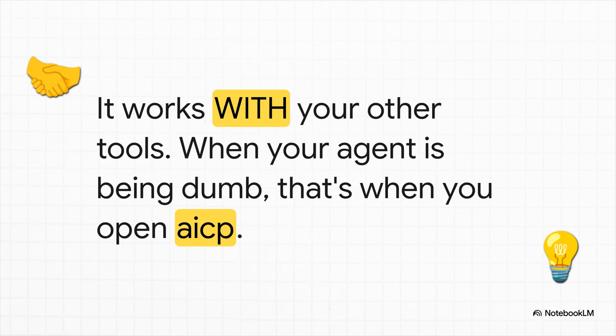And this is the key philosophy behind AICP. It is not here to replace your existing tools, not at all. It's that specialized tool you pull out of the toolbox when your main AI agent is just letting you down. You spot the problem, you pop open AICP, you build the perfect context in seconds, and then you can use any AI you want, even a free web chat, to get a much, much better answer.